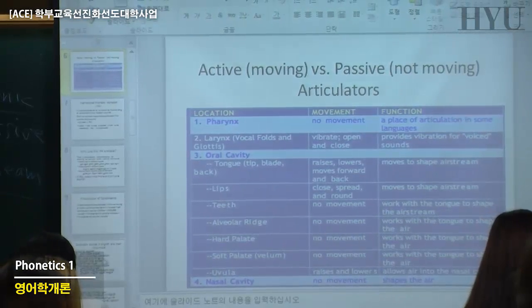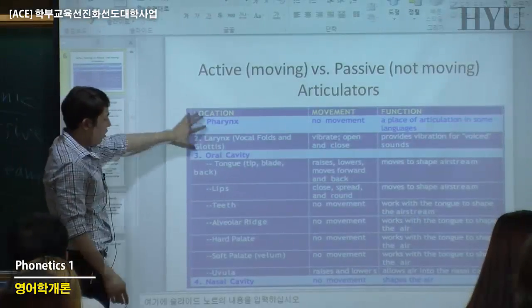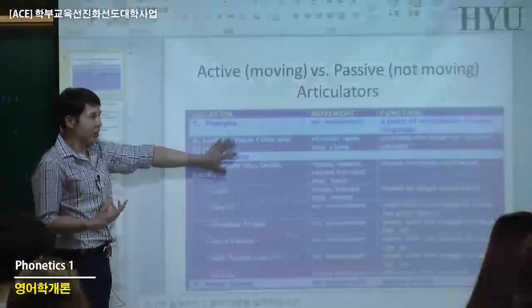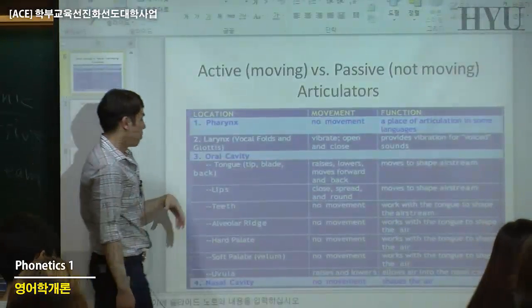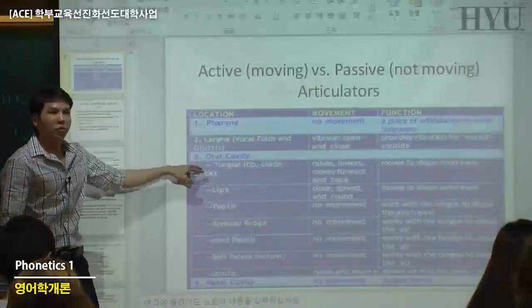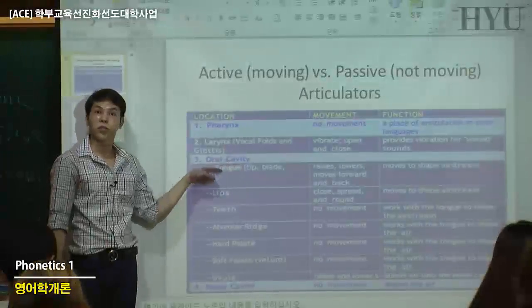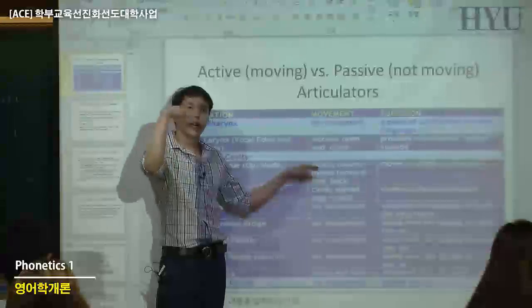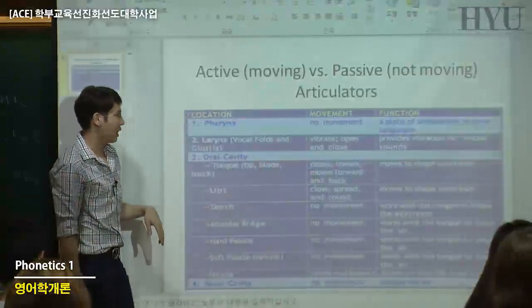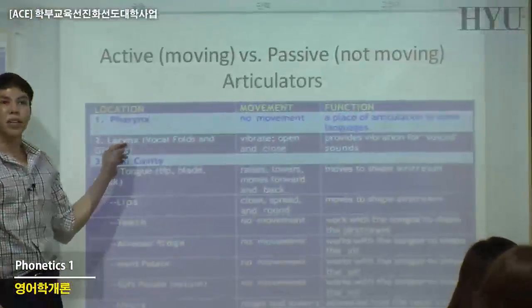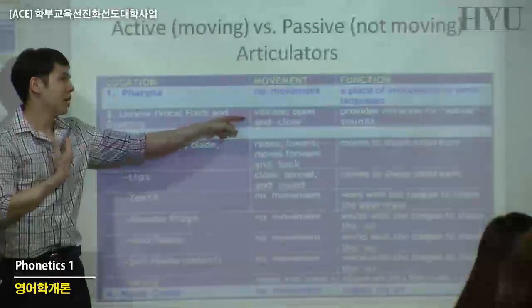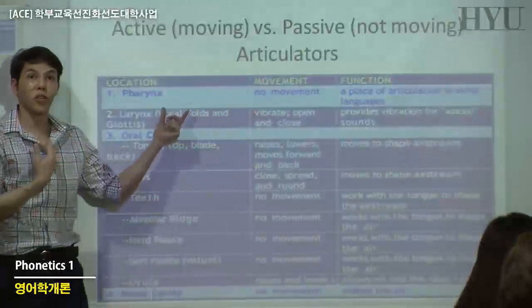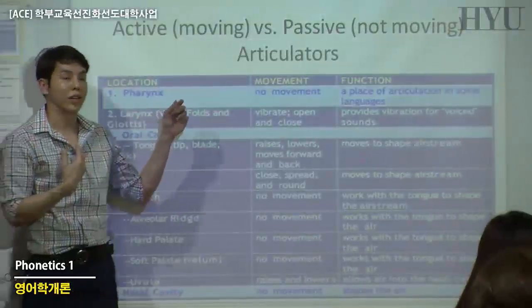This table shows different organs that you use to produce sounds that we just looked at, and also the movement, whether they move or not when you produce sounds. So basically you move your tongue. You can raise your tongue, you can lower your tongue and stuff like that. And then in the larynx or the voice box, you can vibrate your larynx or the vocal folds or the vocal cords in your larynx.